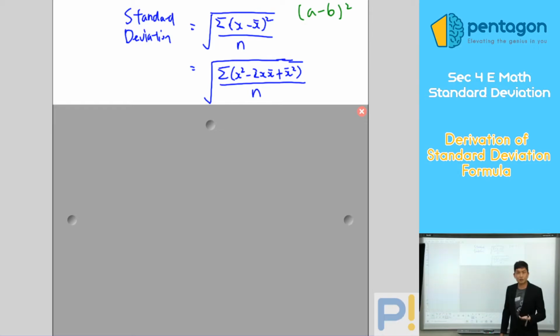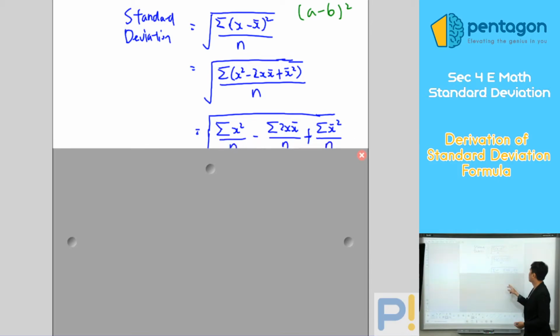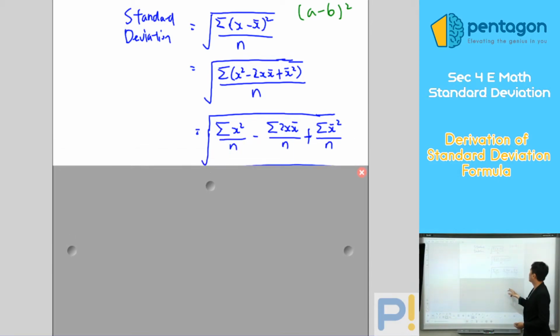And the next thing I'm going to do is that you see there are 3 terms inside the bracket. I'm going to write them separately as 3 separate fractions. So, right, here you go. Summation of x squared over n, minus summation of 2x, x bar over n, plus summation of x bar squared over n.